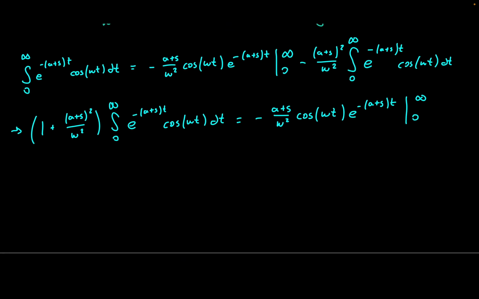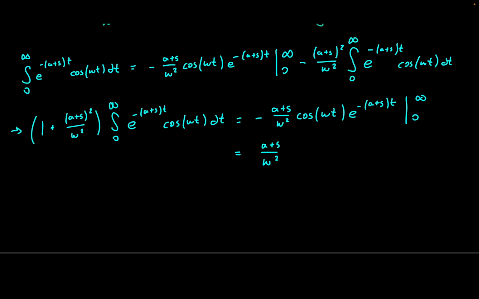So now we can evaluate this right-hand term first. That actually comes out to be (a plus s) divided by omega squared. The reason is that for the first part, we get e to the negative infinity, which is equal to 1 over e to the infinity, which is 0. For the second part, we subtract and evaluate when t is equal to 0. So we have e to the 0, which is just 1, and cosine of omega times 0, or just cosine of 0, which is equal to 1. That leaves us with (a plus s) divided by omega squared.